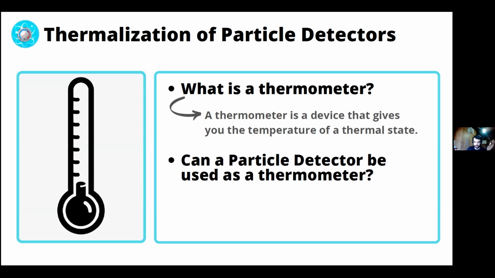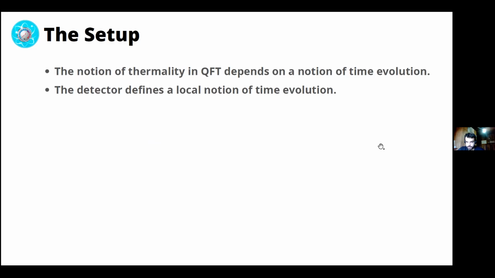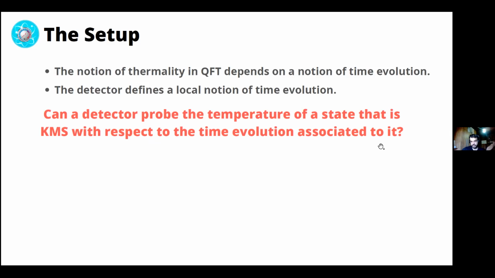And then the question is, can a particle detector be used as a thermometer? Under which conditions can we read out the KMS temperature of a state using a particle detector? This is the question that I want to address here in essence. First, as we discussed in the beginning, the notion of thermality in QFT depends on a notion of time evolution, and the detector defines a local notion of time evolution. So if the detector is to probe something that is thermal, it has to be thermal with respect to the same notion of time evolution that the detector experiences. So the question we want to address is, can a detector probe the temperature of a state that is KMS with respect to the time evolution associated with the detector itself?